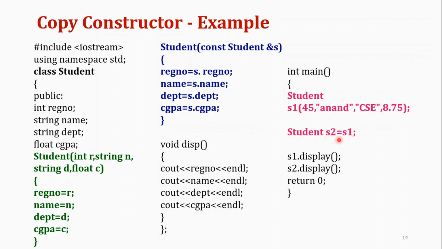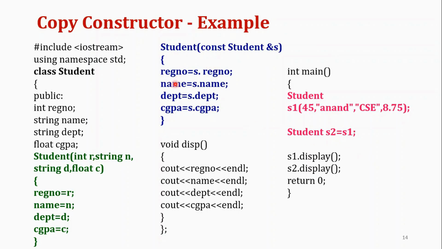Here, what happens is that S2 equal to S1 is actually invoking the copy constructor. I can read it like this: S2 in brackets S1. The S1 object is already created, and it will be passed to this constructor. So S1's register number, name, department, and CGPA will be copied to the calling object S2.